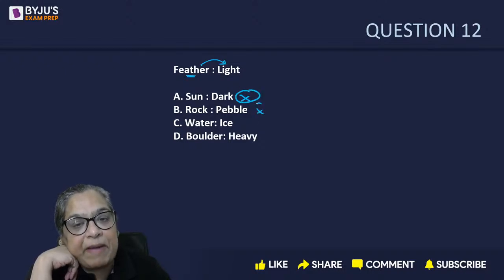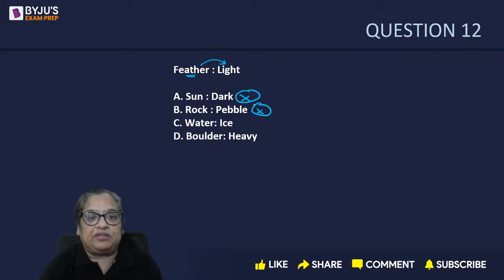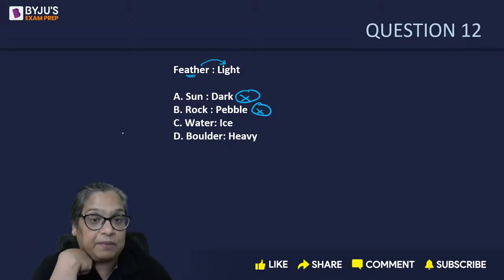A rock is a pebble. Nahi, rock means bada sa pathar. Pebble is a small pathar. So it cannot be that. Rock is not a pebble.